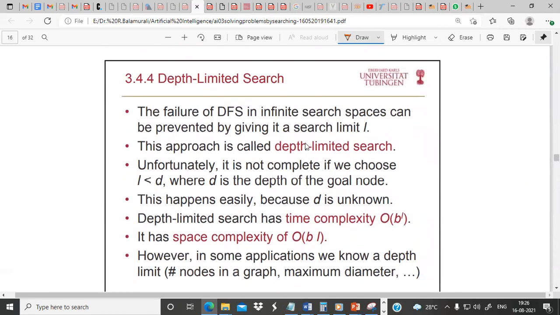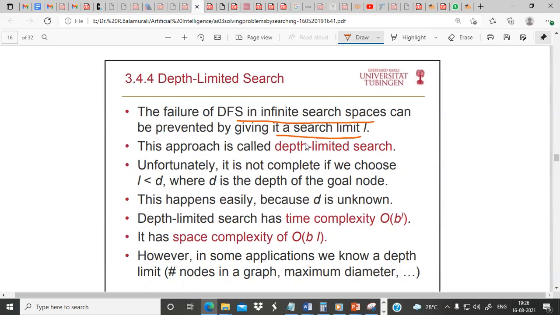There is something called depth limited search. One of the major drawbacks of DFS is that it is incomplete. That is, it may not find a solution when a solution exists. Why does this happen? Because the search tree may be of infinite length. But this problem can be rectified by using a technique, and that's what we are going to discuss. The failure of DFS in infinite search space can be prevented by giving a search limit.